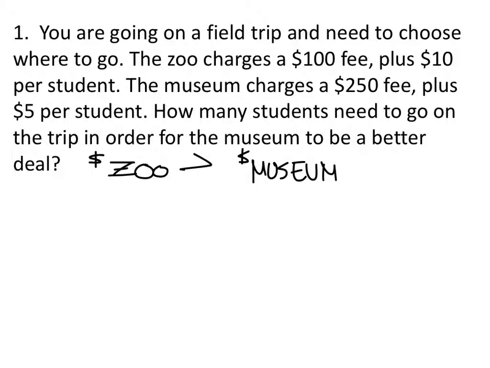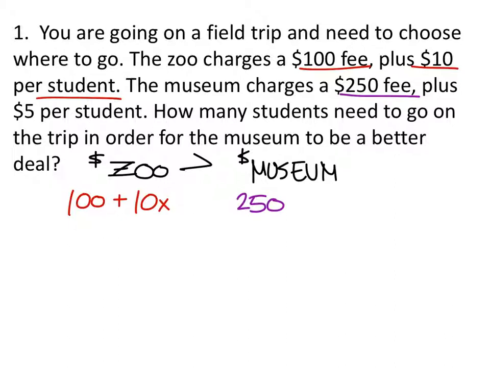So the zoo, we see they charge $100. But then in addition to the $100, they're going to charge $10 per student. So that would be $10 multiplied by the number of students. We don't know how many students we're going to take. So I'm going to use the variable x. Next up, the museum. It charges $250 to start with. All right. Plus $5 per student. So from the $250, we're going to add also $5 for every student. So we're going to multiply that by the number of students.